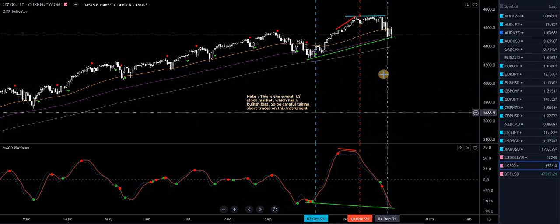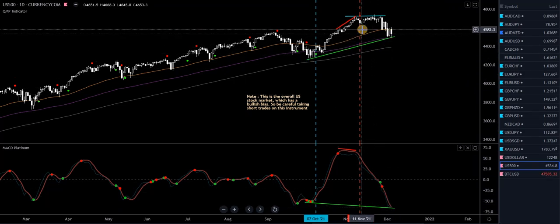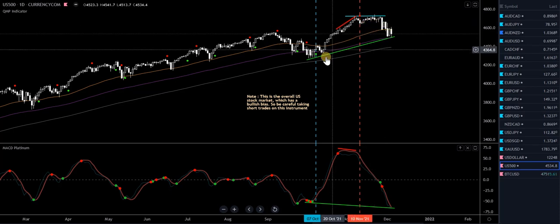MACD Platinum's a long way below the zero level, and I've drawn the trend lines in. The last thing was a sell here, which is a high risk sort of trade. There's a buy there, which is good.